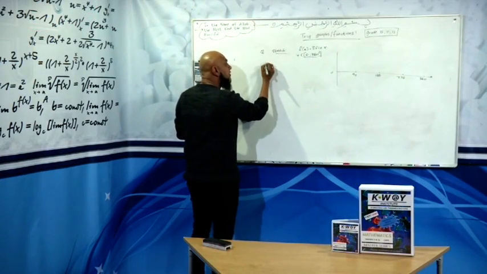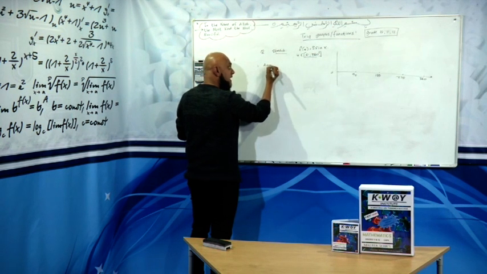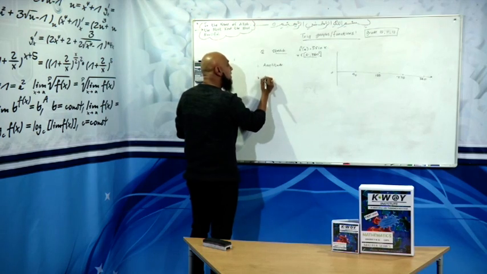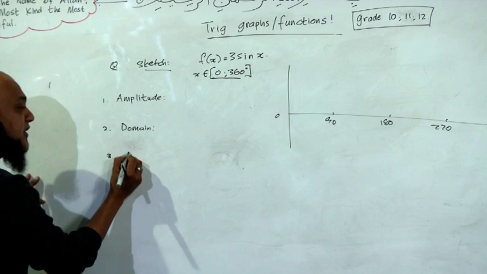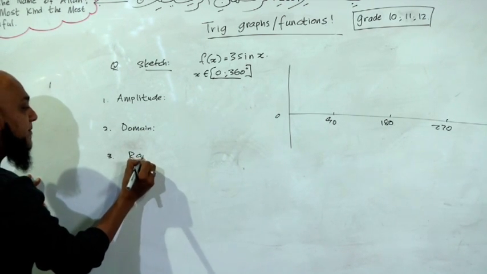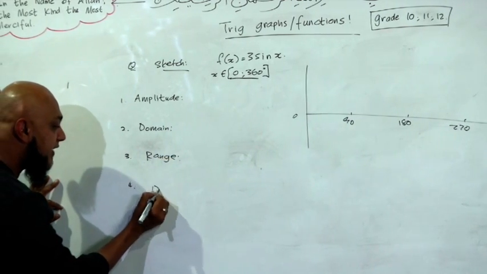They could ask you, what is the amplitude of the graph? And I'll explain all these terms to you. What is the amplitude? What is the domain? What is the range? And these are all 2-mark questions, guys. And they might ask you, what is the period of the graph?